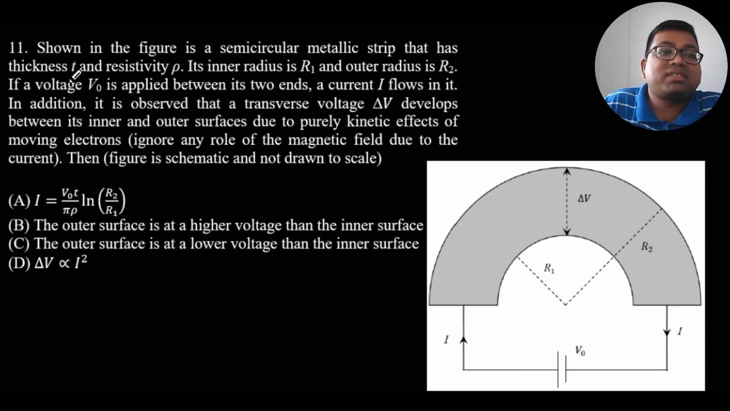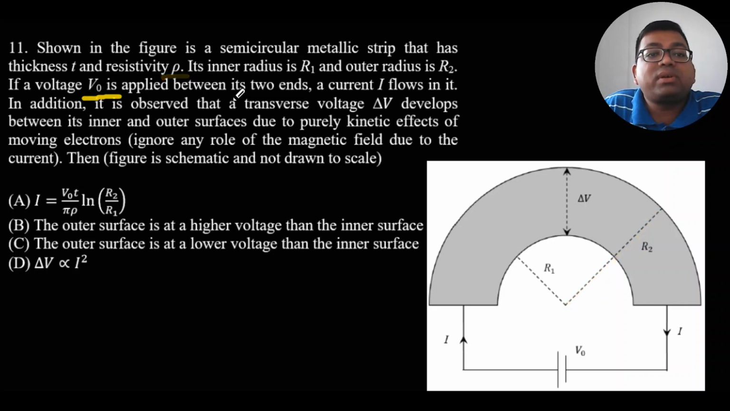So what this question is saying: shown in the figure is a semicircular metallic strip that has thickness T and resistivity rho. So we have a semicircular metallic strip and it has thickness T, but that thickness is inside this plane, isn't it? That's why it is not represented in this figure. And it has some inner radius R1 and outer radius R2. And the resistivity is also rho.